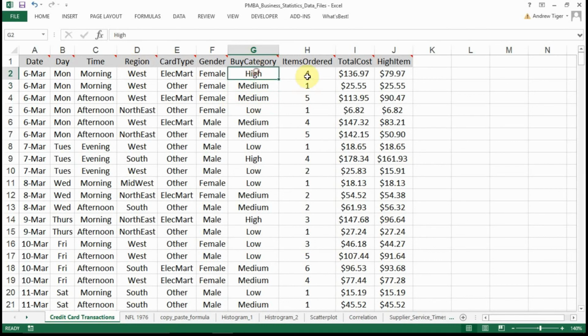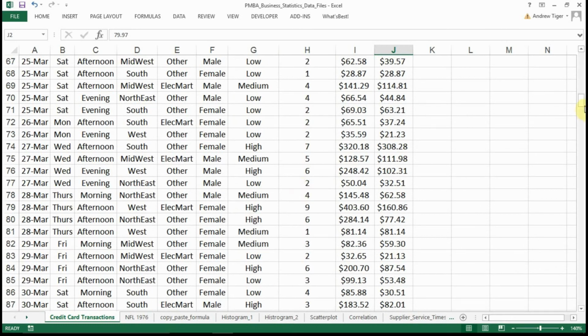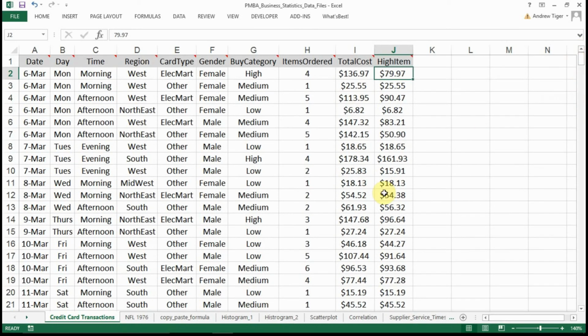In this particular transaction, 4 things were purchased. The total cost was $136, and the single most expensive item cost about $80. And we have this data for 400 or so records. And it is data. There's no information in this. We can't look at this and say which day of the week we spend the most money, what the average purchase price is, what the maximum number of items ordered in any transaction is. All of this would be information that we might need to gather for us to make decisions, but right now it's not information, it's just data.